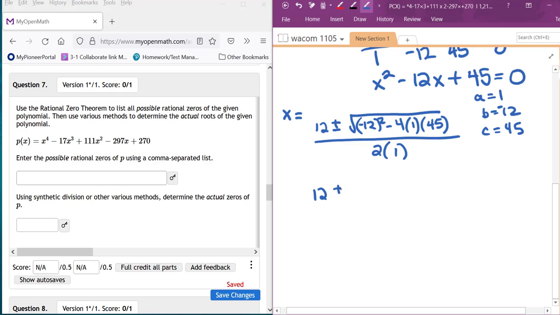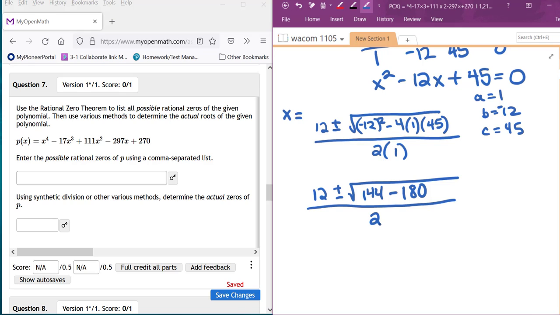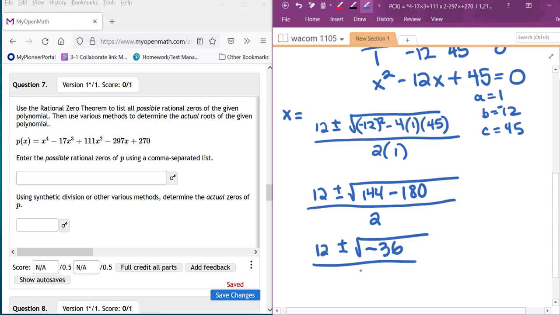So we have 12 plus or minus the square root. Negative 12 squared gives you 144. This will be minus because there's only one negative. 4 times 45, 180. And we're over 2. So 144 minus 180 gives us negative 36. So this is turning out very nice. This is a perfect square when you take the i out. So it's going to give us 6i.